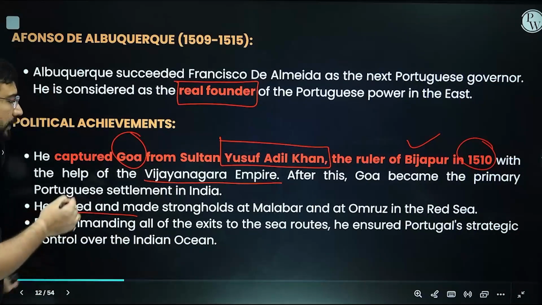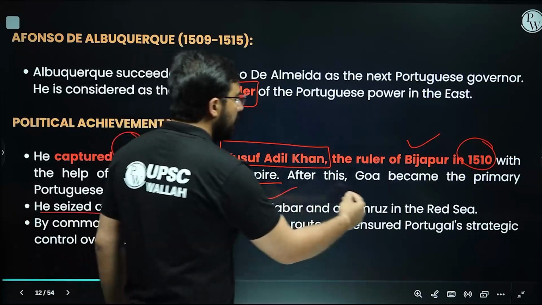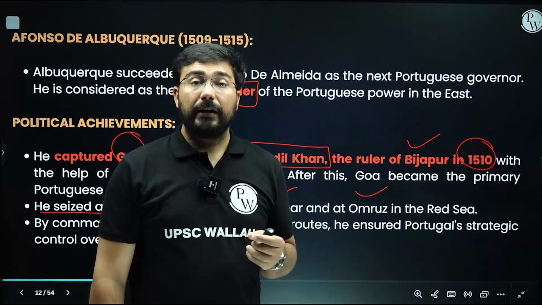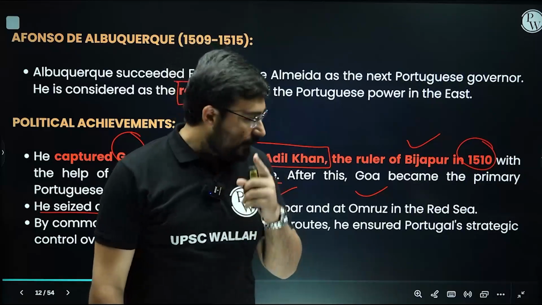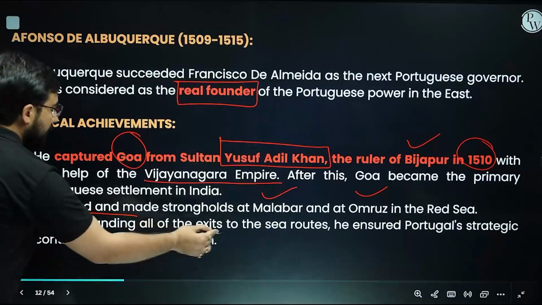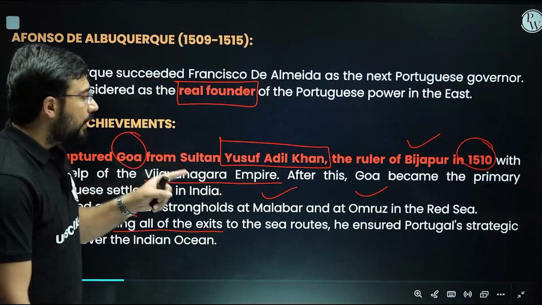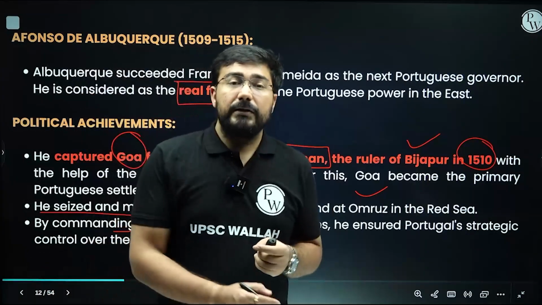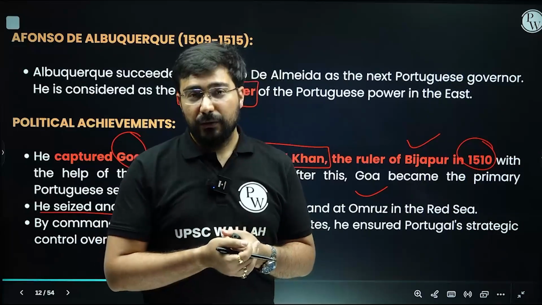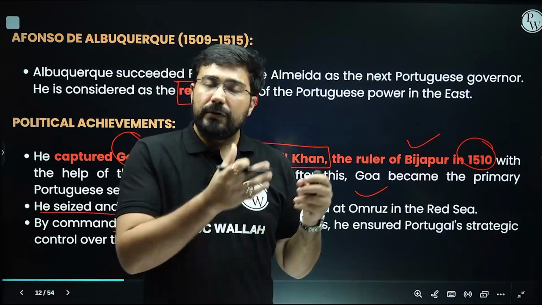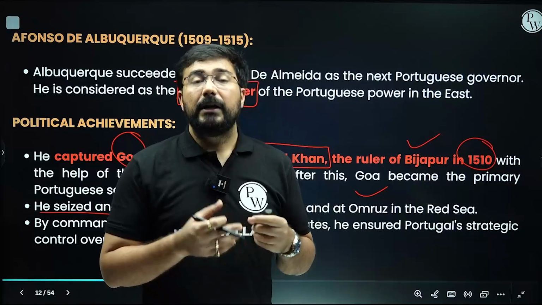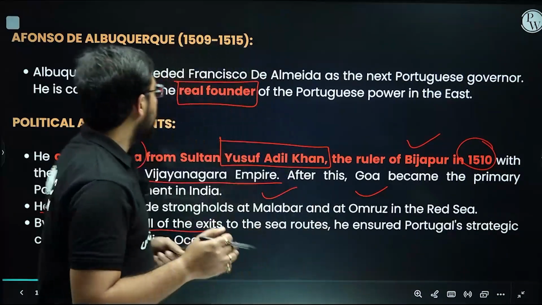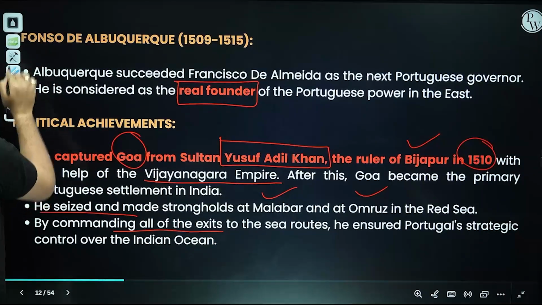Then he also seized and made strongholds at Malabar and at Hormuz in the Red Sea. He was able to capture these areas so that he could capture the trade. Very, very important. And by commanding all the exits to the sea routes, he ensured Portugal's strategic control over the Indian Ocean. Even though the vision was given by Francisco de Almeida, it was largely achieved by Alfonso de Albuquerque. That's why please remember he is often known as the real founder.